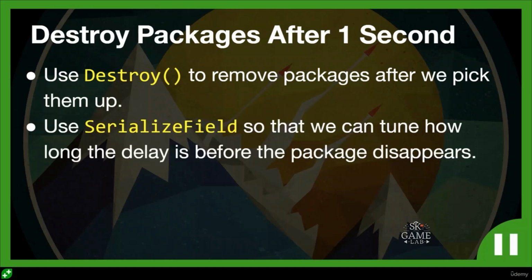And I'd also like you to set up a variable and use SerializeField so that we can tune in the inspector how long the delay is before the package disappears. We don't need to go and find it in the code. We can do that from in the inspector and say half a second or 2 seconds, and we can shoot it from there. So there you go. There's your challenge. Take that on, and I'll see you back here when you're done.